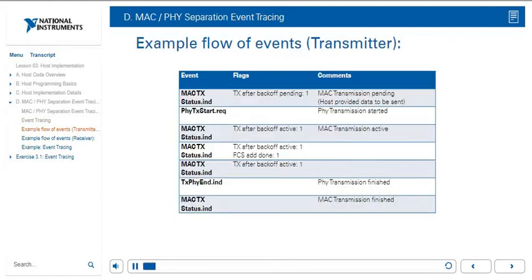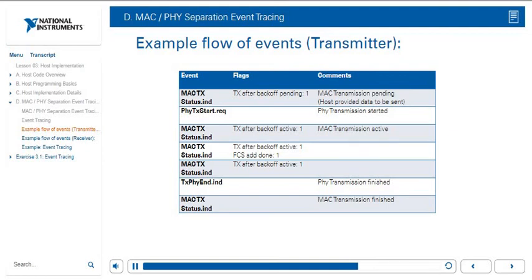This is an example flow of events on the transmitter. For the event MAC TX status indicator, the flag is TX after backoff pending, which means MAC transmission is pending. The host has provided data to be transmitted. For the event PHY TX start, this means that the PHY transmission has started. Then on the MAC TX status indicator, the flag TX after backoff active is 1, meaning that the MAC transmission is active. Then again on MAC TX status indicator, TX after backoff active 1, FCS after done 1.